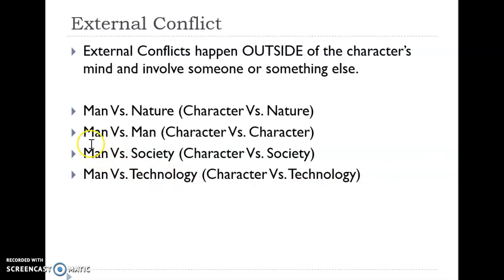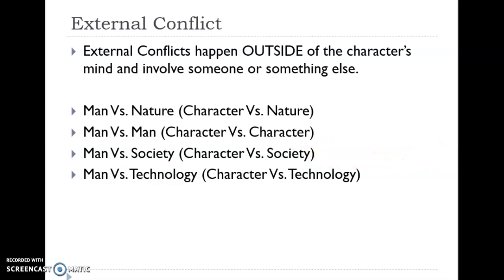Another type of external conflict is man versus man, or character versus character. That's when your character in a book has a problem with another character. Those two characters will have to find a way to solve their problem, and that would be, again, another type of external conflict.